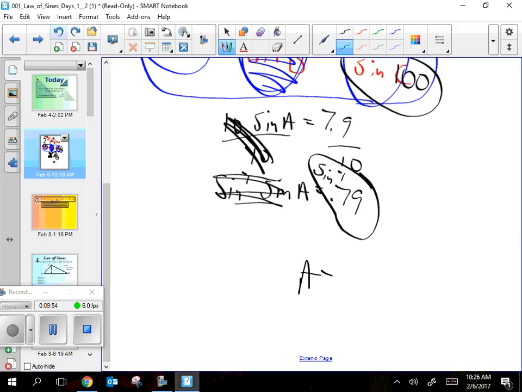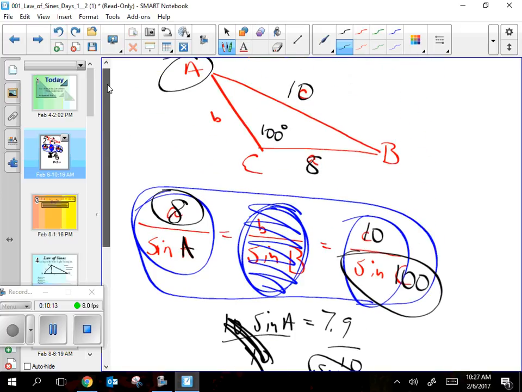And random person, if you all haven't got it, you should be typing inverse sine of 0.79. It is row 6, person 4. That's you. 52? Raise your hand if you had 52. All right, good. So, now that I have 52 degrees, everything else will start to fall.